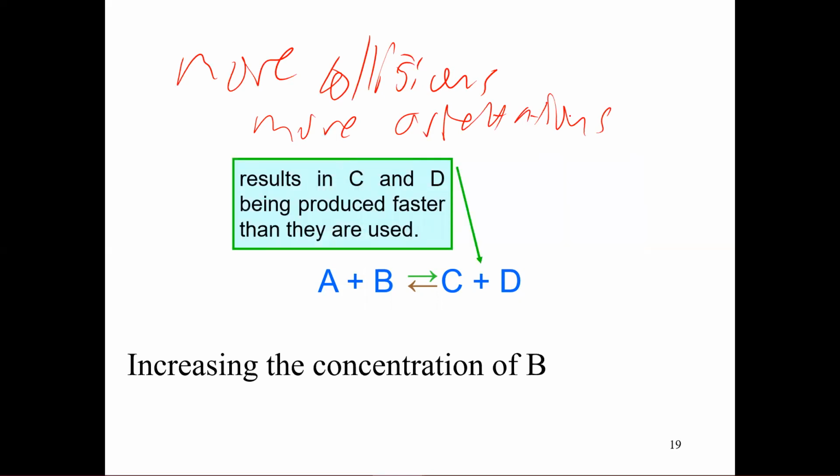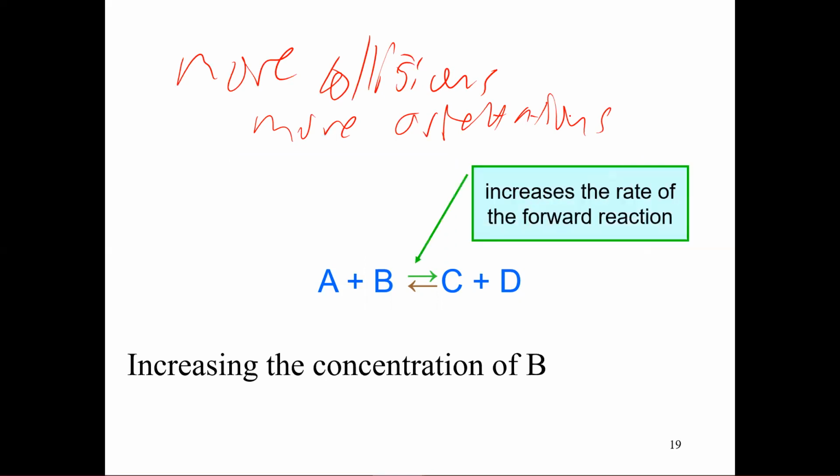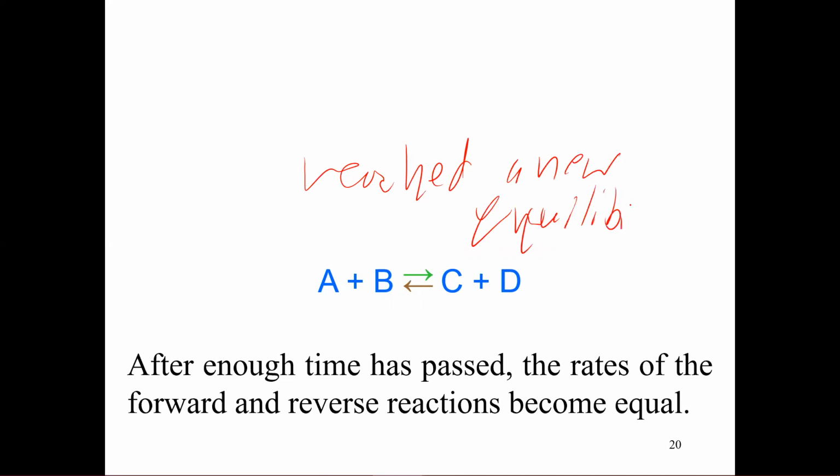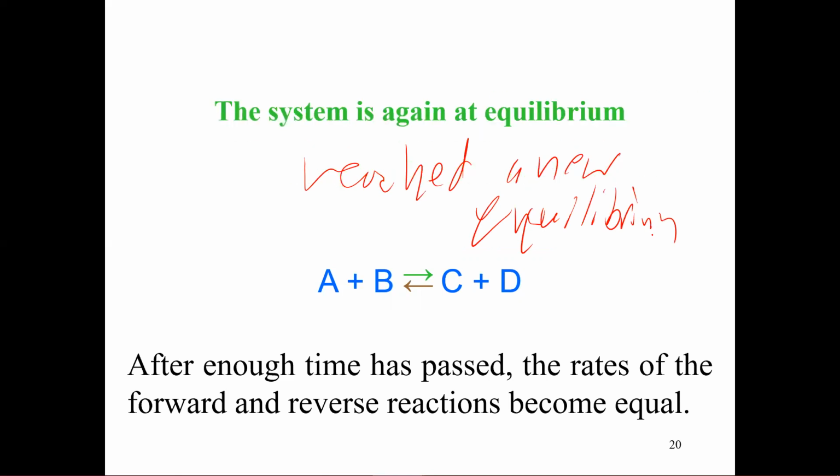C and D get produced faster than they are used. It increases the rate of the forward reaction. Okay? After enough time has passed, the rates of the forward and reverse reactions become equal. So you've now reached a new equilibrium. The system's again at equilibrium.